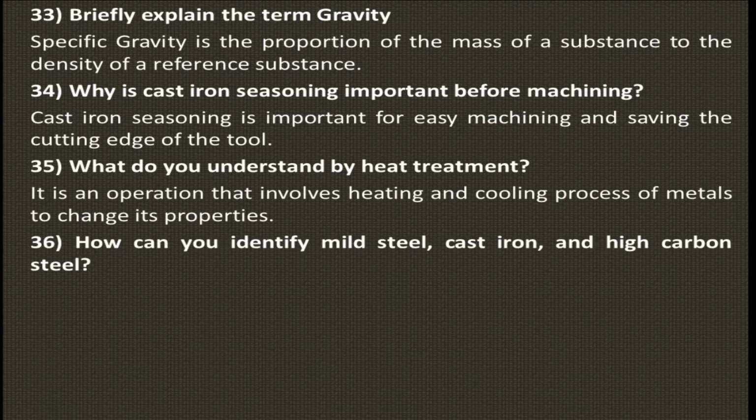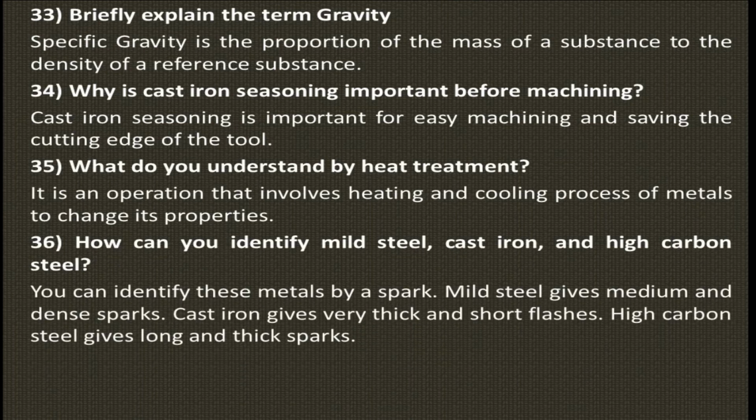Question number 36. How can you identify mild steel, cast iron and high carbon steel? You can identify these metals by a spark. Mild steel gives medium and dense sparks. Cast iron gives very thick and short flashes. High carbon steel gives long and thick sparks.